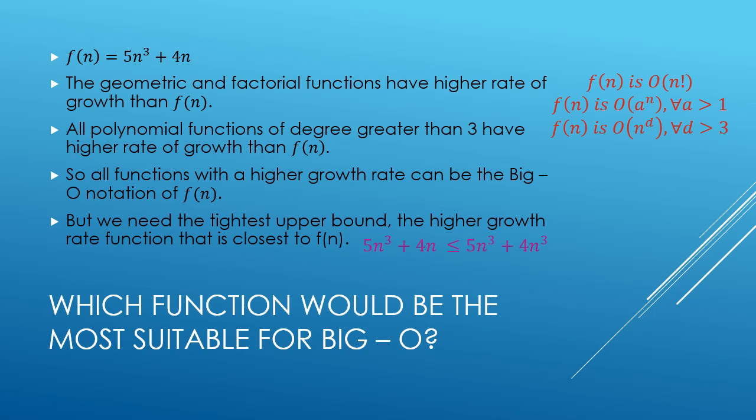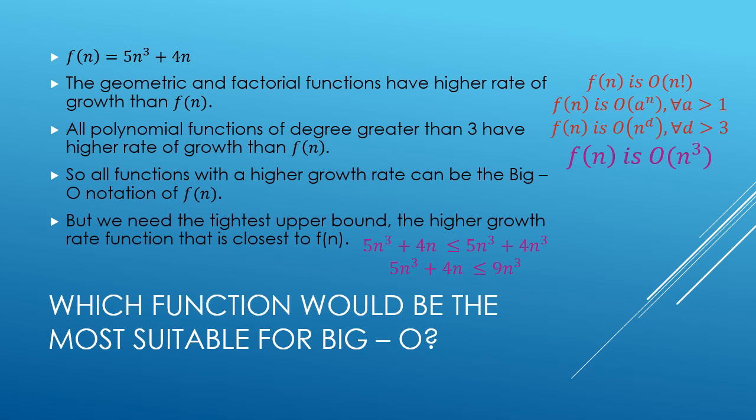We know that 5n cube plus 4n will always be less than or equal to 5n cube plus 4n cube. Adding the terms on the right, we can say 5n cube plus 4n is less than or equal to 9n cube. And from here I can write f(n) is O(n cube). All the statements in red are correct.